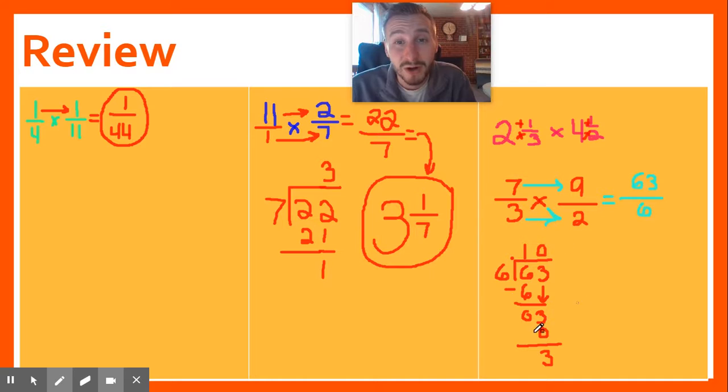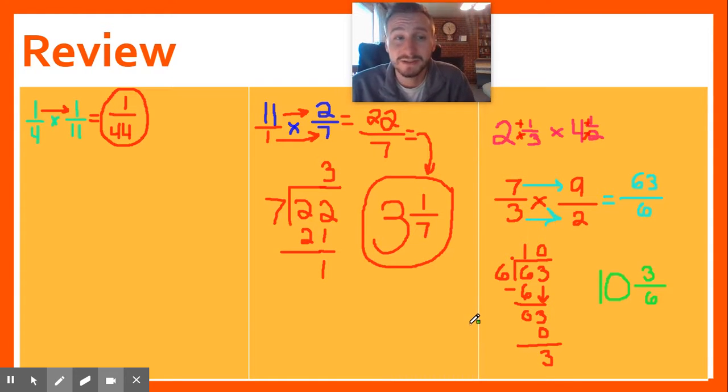Well, now we can make our mixed number. And remember, the way we do that, you take your answer up top, which is 10, and you write it nice and big. And then you draw your fraction bar. Your remainder goes on top, 3. Your divisor goes on the bottom, 6. 10 3/6. It's a mixed number.